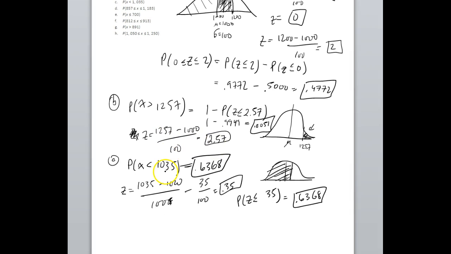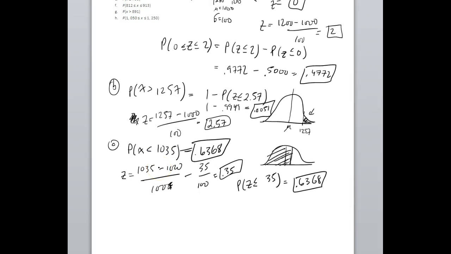And D, x between 857 and 1183. Oh my goodness, my pen is killing me right now. Okay. What did we say it was? Probability 857 less than x less than 1183. So this is going to be one where we're going to be finding two z-scores.